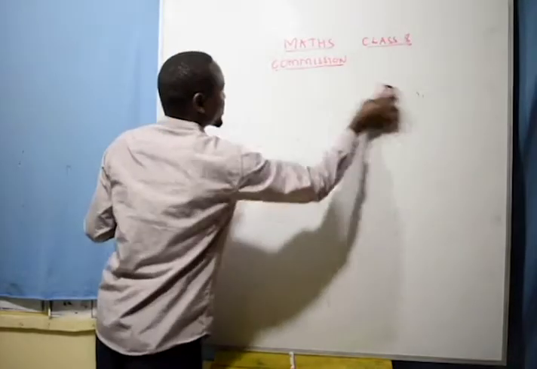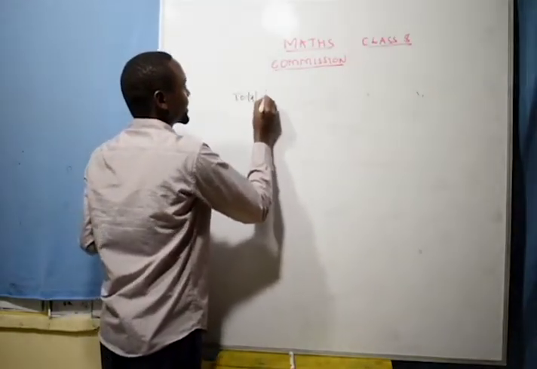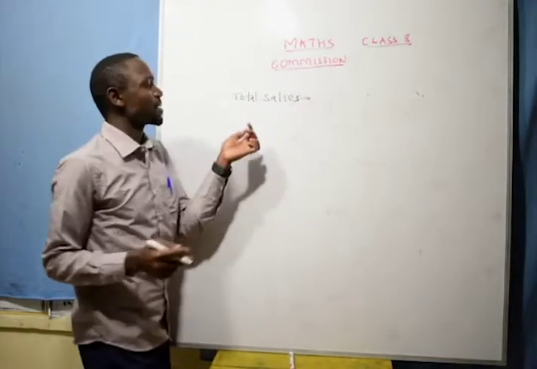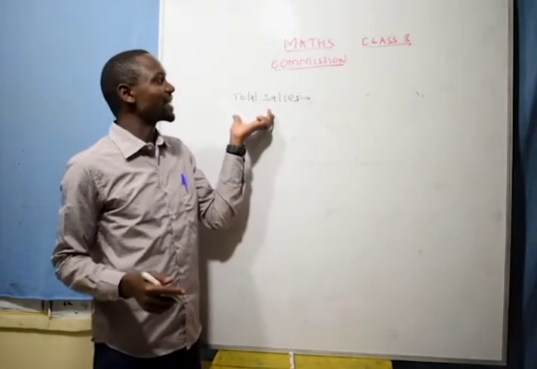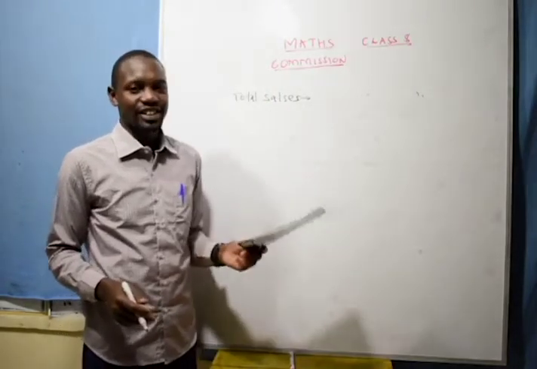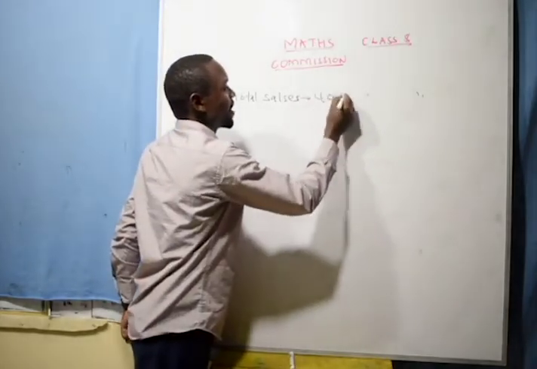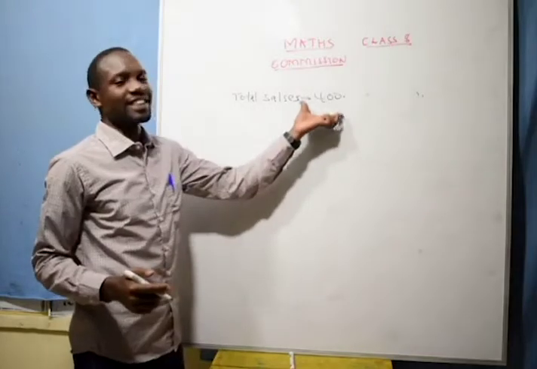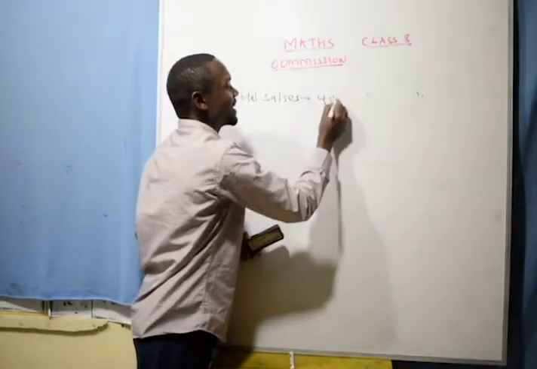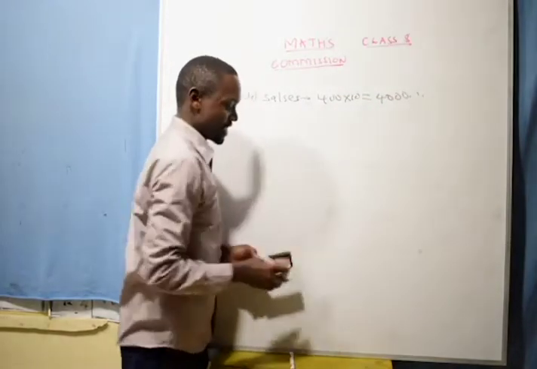So what are the total sales? Let's look at the total sales. The total sales is the amount of money that the person makes. For example, after selling books, I say this book is 400 shillings. That is the sales for the book. So after selling 10 books, you'll have 400 times 10. So your total sales will be 4,000 shillings.